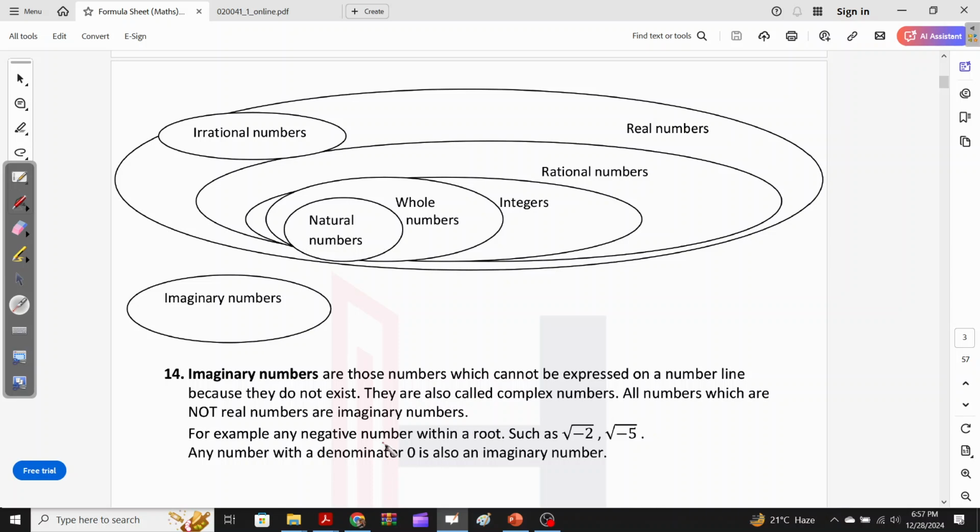For example, any number which is a square root, such as the square root of a negative number like minus 2 or minus 5. All these are complex numbers. And any number with a denominator of 0 is also an imaginary number. Any number with a denominator 0 will result in an imaginary number whose output will always be equal to infinity. So we can further elaborate this example like this.